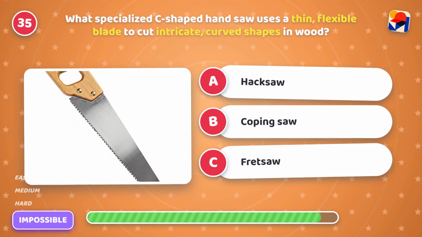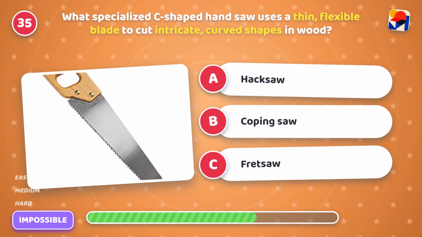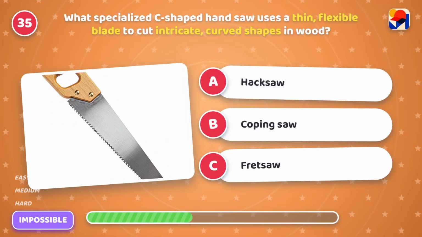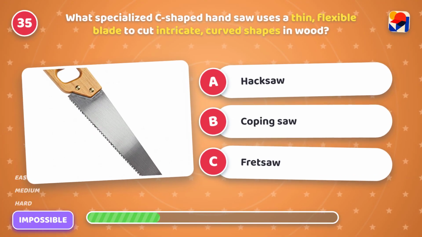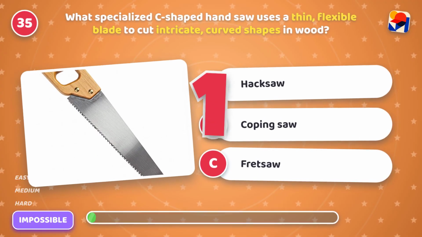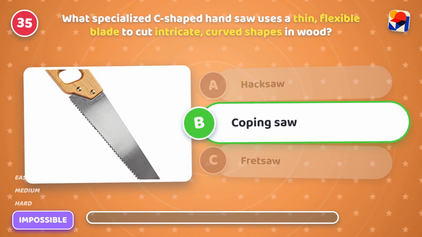What specialized C-shaped handsaw uses a thin, flexible blade to cut intricate, curved shapes in wood? Is it A, hacksaw, B, coping saw, or C, fret saw? It's B, coping saw. It cuts delicate curves.